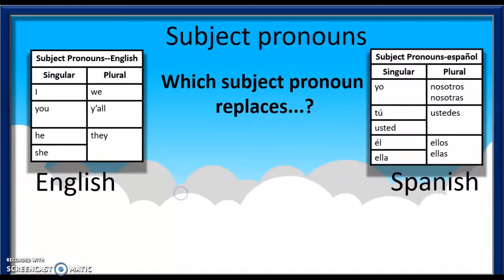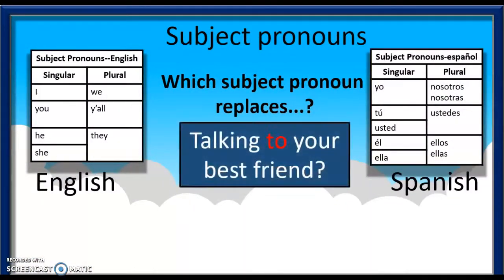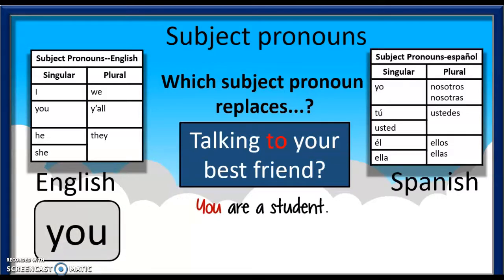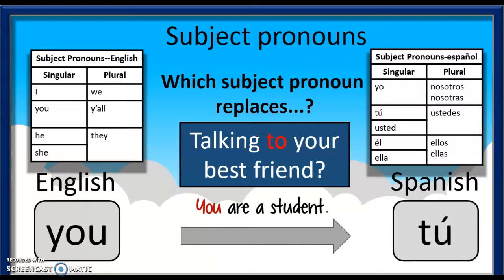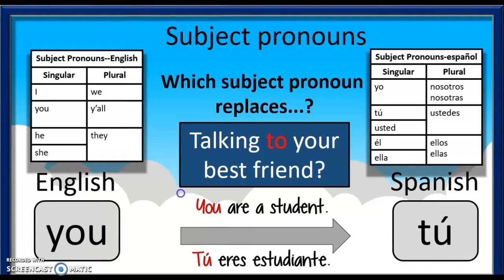What about if you were talking to your best friend? Well, in English, you would say you are a student. The subject pronoun you used was you. And in Spanish, you would use the subject pronoun tú, because tú is the informal one. It's the one you would use with your best friend. So the sentence in Spanish is tú eres estudiante.